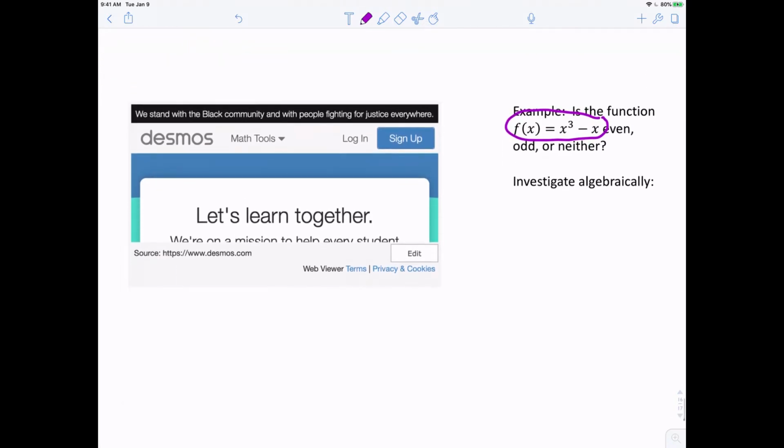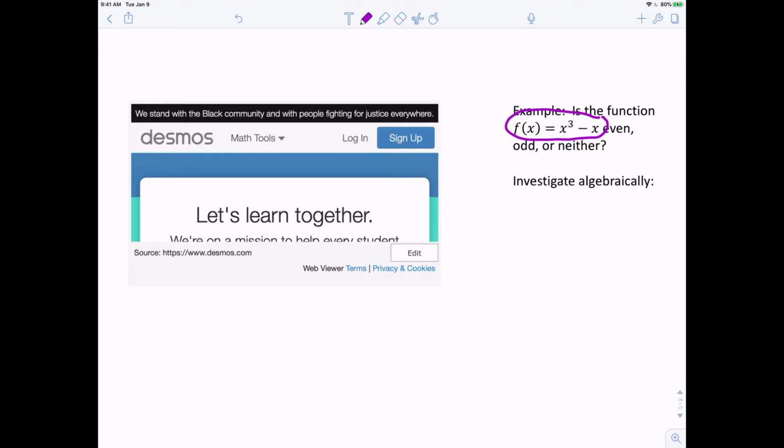Investigate algebraically. Now you could investigate it strictly by graphing it. And you might do this before we start. Just take Desmos, graph this function. Ask yourself, is it symmetric over the y-axis? Do the left sides and right sides, if I folded it on the y-axis, match exactly? Or is it symmetric about the origin? If I folded it along the origin, would the pieces of the graph match up exactly? If neither of those is true, then the graph is neither even nor odd.